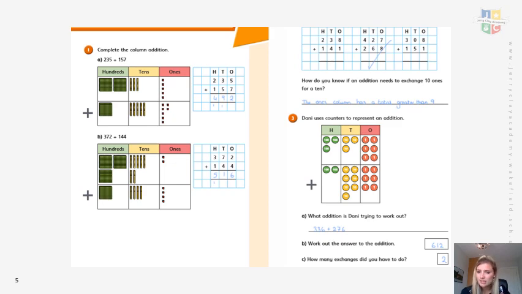Then it says now work out the addition, so I would have liked to have seen you use some number methods, your column method, to actually show me the working out, or you could have used the place value counters to add an extra 10 when you needed to exchange, or an extra 100. How many exchanges did you have to do? So you would have to have a look to see how many times you had to exchange, which would have given you the answer.